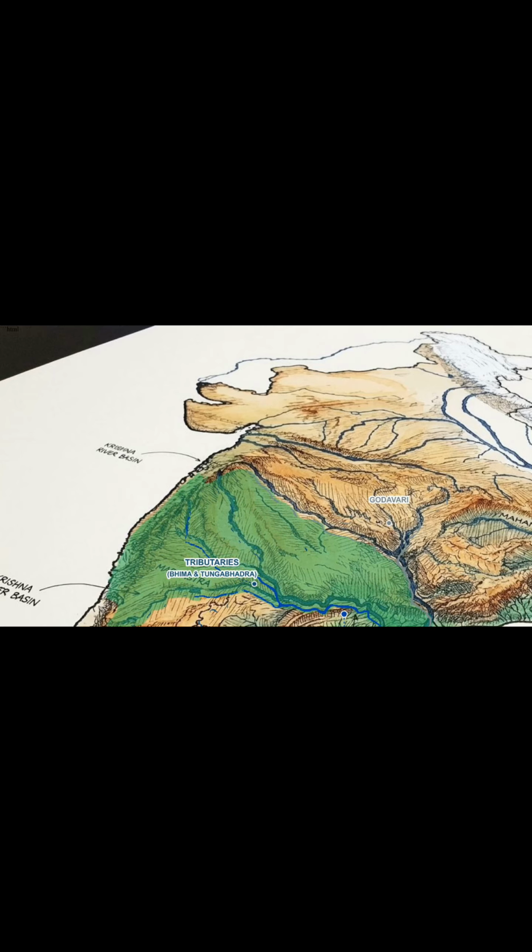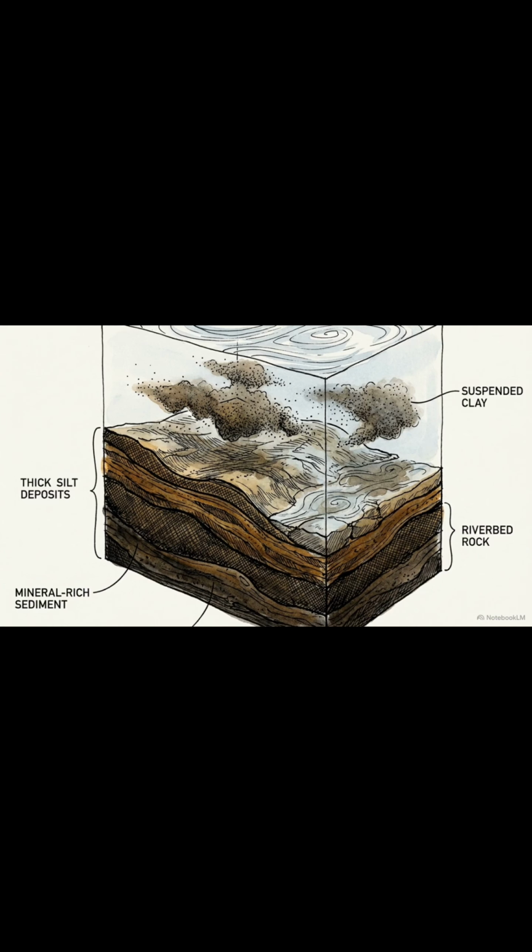Slightly north, the Mahanadi initiates from the highlands of Chhattisgarh. It cuts through Odisha, carrying heavy, mineral-rich sediment gathered from the plateau directly to the eastern coast.